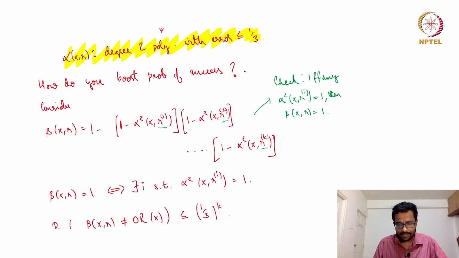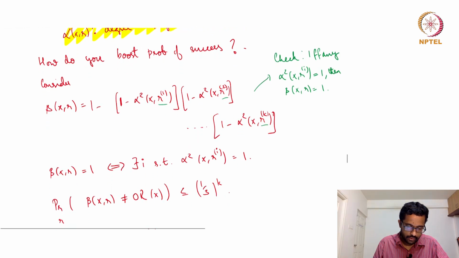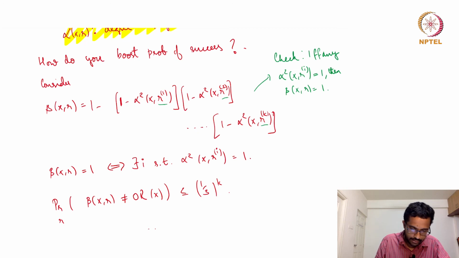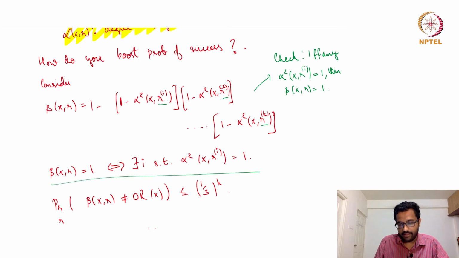So again, this is like the similar De Morgan idea that we saw earlier, which is in other words again the same thing that I have written here. Beta is 1 if and only if there is an i such that the ith alpha squared entry is 1.